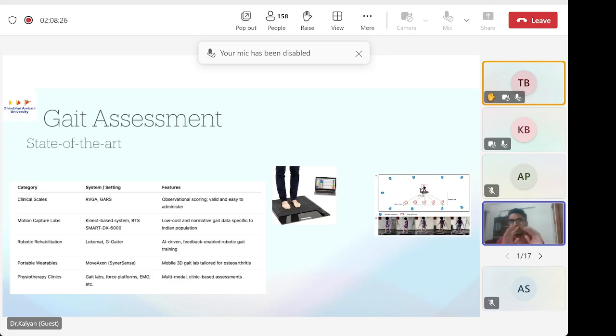Given this state of the art, given what is around there, I came up with the idea that these will not work in Indian developing country settings, particularly in rural settings. I cannot possibly create a gait lab in a rural setting, with cameras and everything, and ask people to come and give me data.